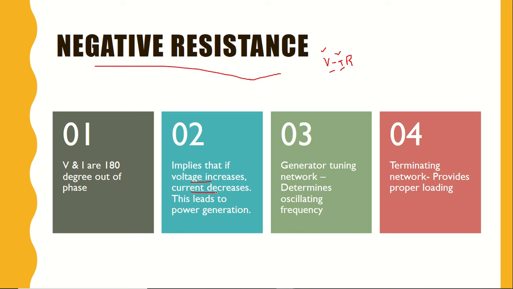So due to this inverse proportionality, we cannot use this law. We don't use this law here where resistance prevails. We use the same law with an inverse proportionality that helps us to generate power. And we saw about this already in the previous slide. The tuning network determines the required oscillating frequency, and the terminating network provides the required loading for us.